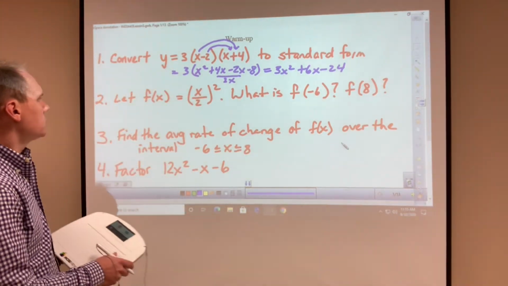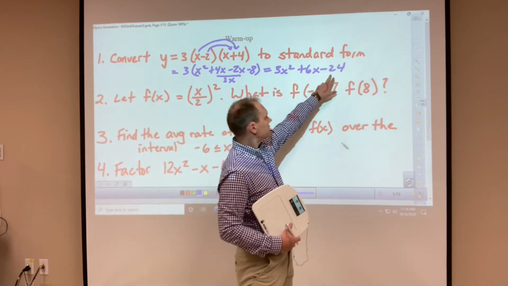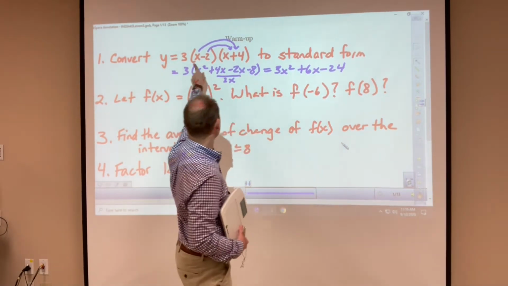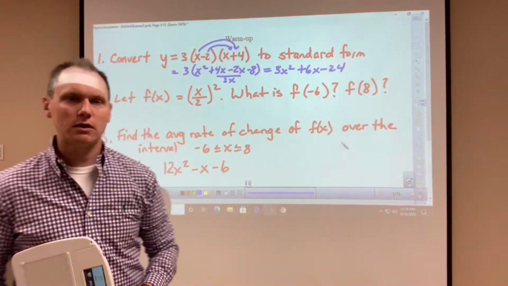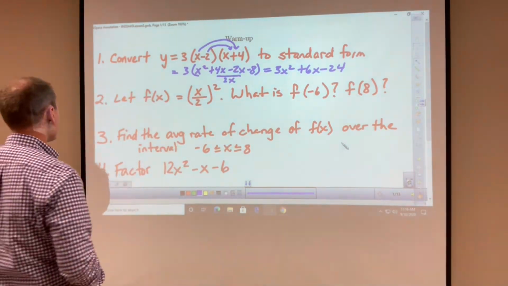All right, so from there you can tell the y-intercept, you can tell the concavity, and you can definitely tell the y-intercept and the a, the b, and the c.